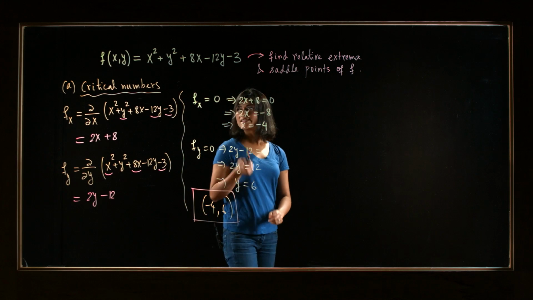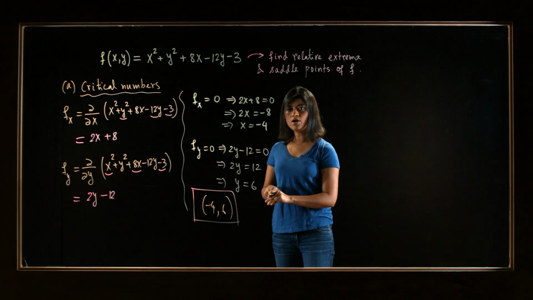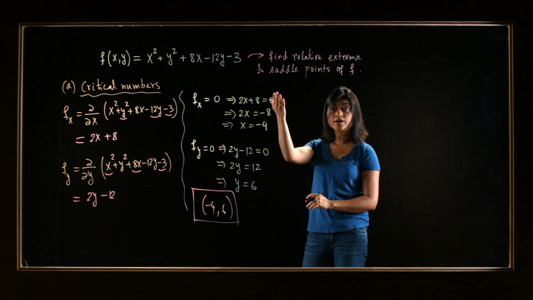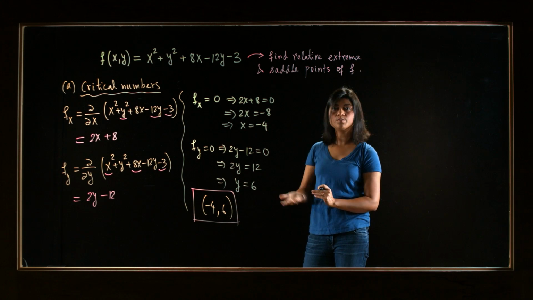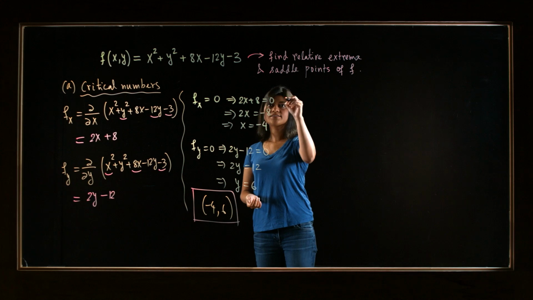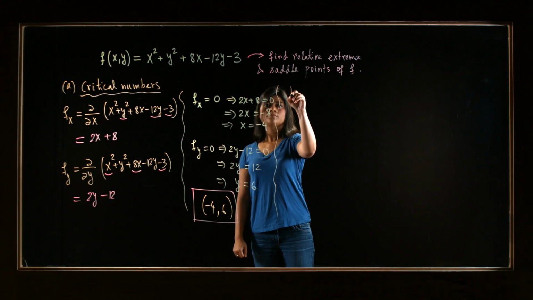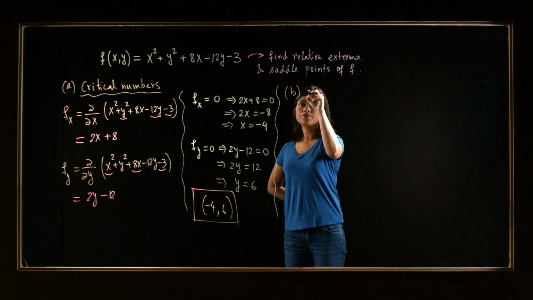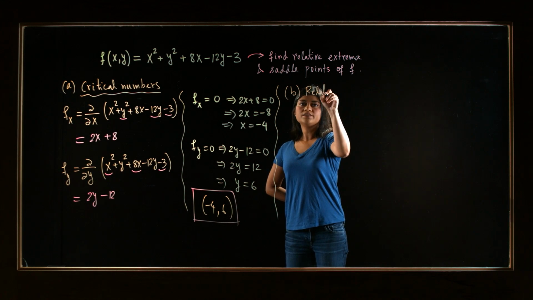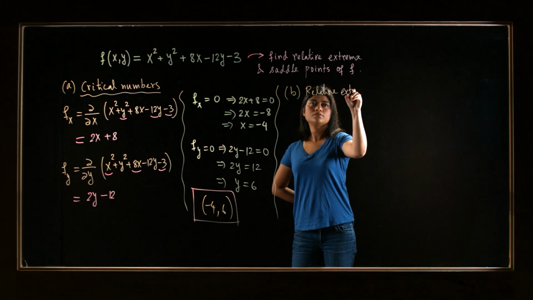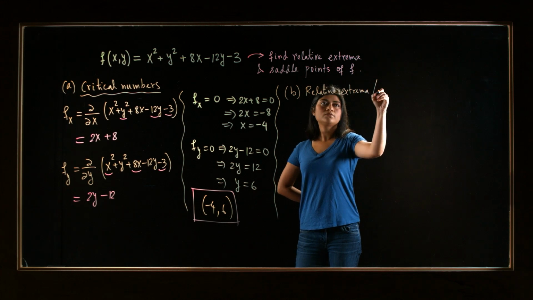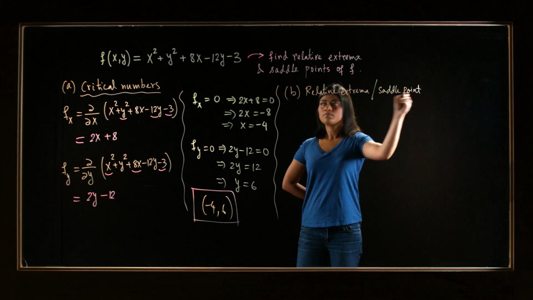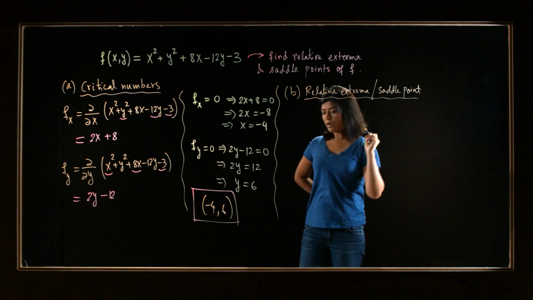Okay, now the second step is to figure out what we have at this point. Is it a minima, a maxima, or a saddle point? So that's part B. This is where we will figure out whether it's a relative extrema or a saddle point. Now, how do we do that?